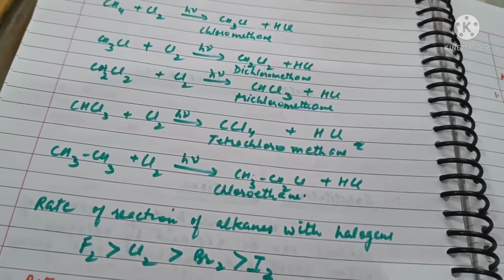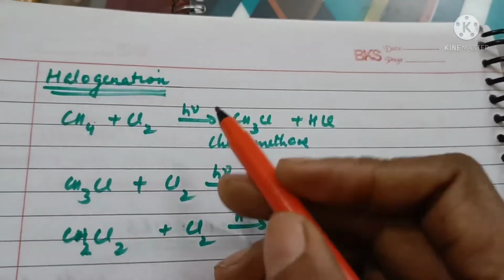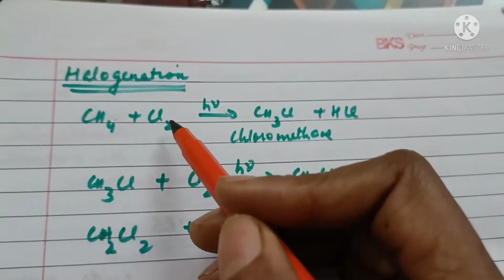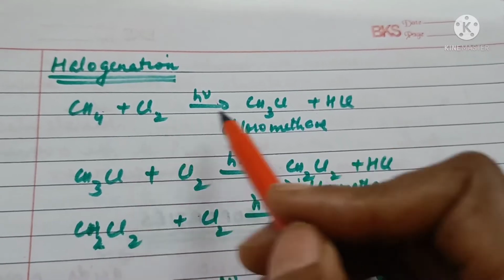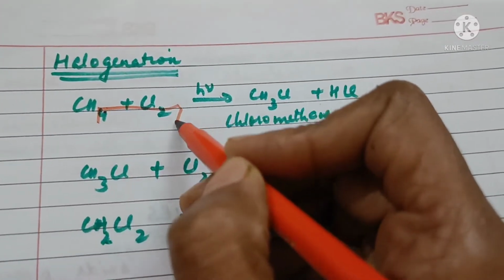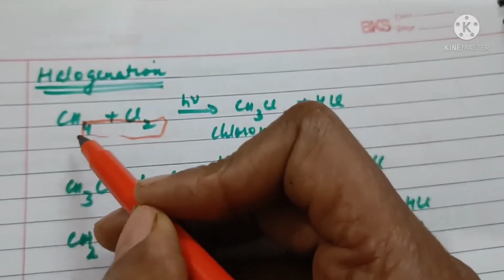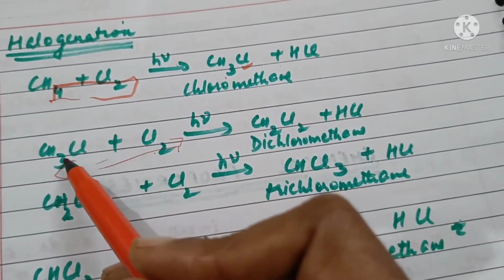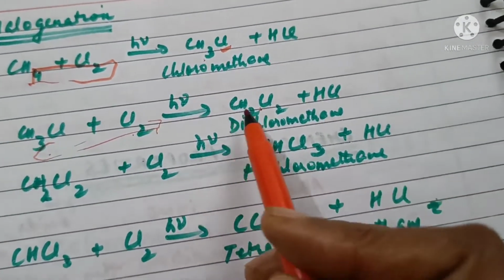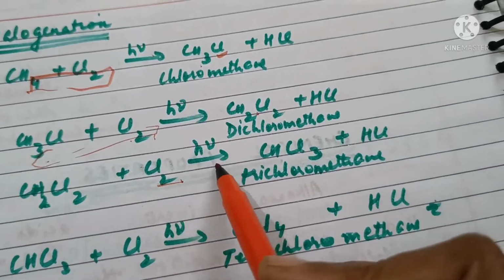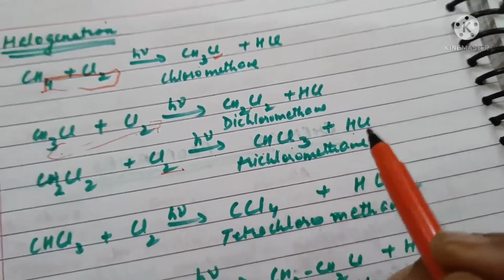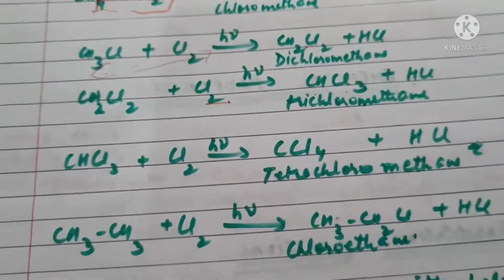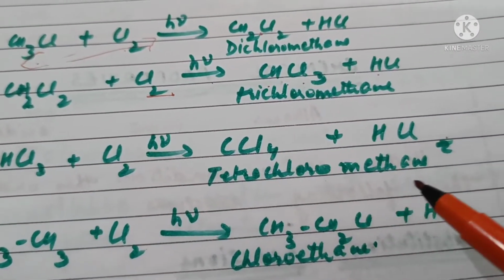So, when we carry out the halogenation in diffused sunlight or in the presence of ultraviolet radiation, the energy will cause the hydrogen to be replaced by a halogen. So, one H will combine with Cl to form HCl and CH3Cl will be formed. One hydrogen will combine with Cl to form HCl and CH2Cl2 will be formed. Again, it can react with another molecule of chlorine to form CHCl3 and HCl. This again contains one hydrogen. It can react with another molecule of chlorine to form carbon tetrachloride or tetrachloromethane.